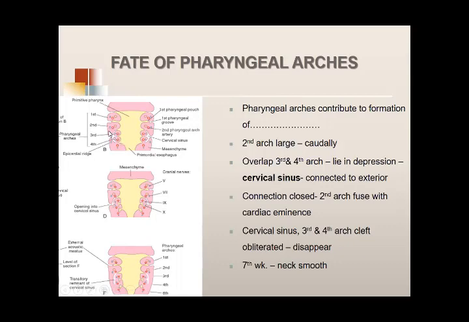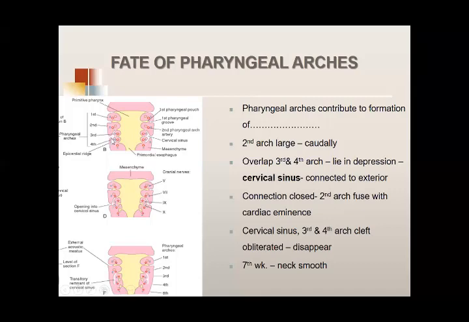Now, this second arch is growing down towards the cardiac eminence. यहाँ पे ये cardiac eminence है. This is the fourth arch. Okay. अब as the second arch is growing down, it is growing caudally. As the second arch is growing caudally, ये जो third and fourth arch हैं, ये देख लीजिए, they come to lie in a depression. ये एक cleft या depression सा produce हो गया, जिसमें दोनों बेचारी arches पड़ी हुई हैं, third and fourth, being overlapped by the second arch.